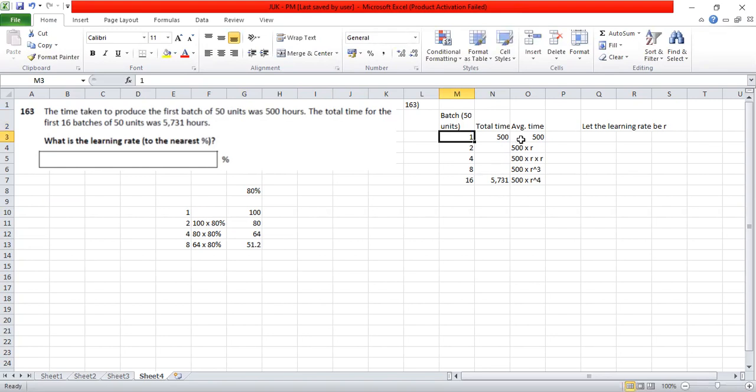So the time taken for the first time is 500 here. So 500 into rate. Rate we do not know. That is what we are asked to calculate. So into R. Then 500 into R into R, 500 into R into R into R. It goes on like that. So now can we substitute? We see 5731 is equal to 500 into R to the power of 4. Just calculate that and then check that.